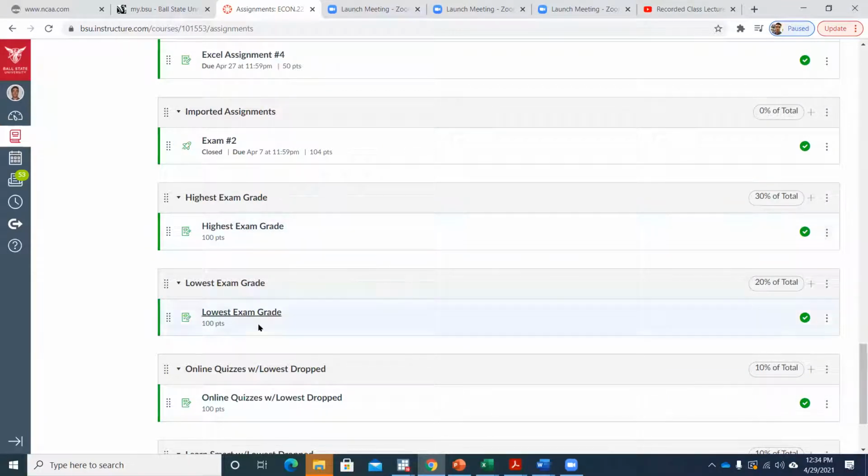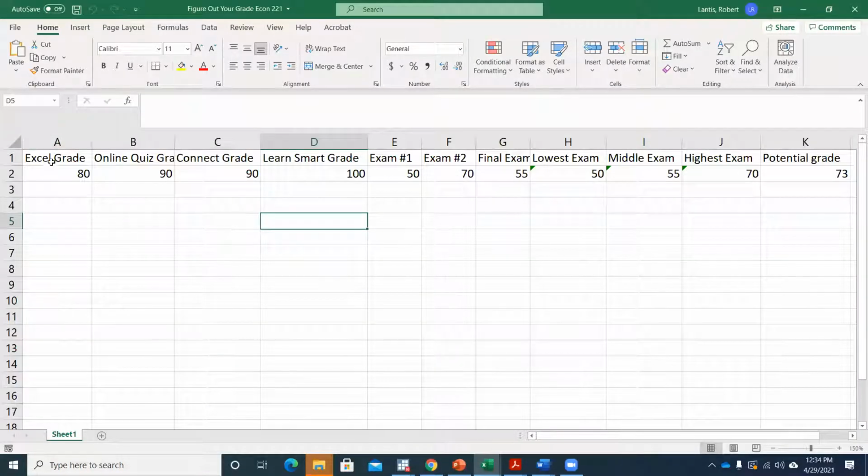Now, you only have your current 2 exam scores, but what you can do is use the figure out your grade tool. So let's say my current grade in the Excel category is an 80. My online quiz grade with the lowest dropped was a 90. Connect grade is a 90. Learn Smart with the lowest dropped, we'll say is 100.